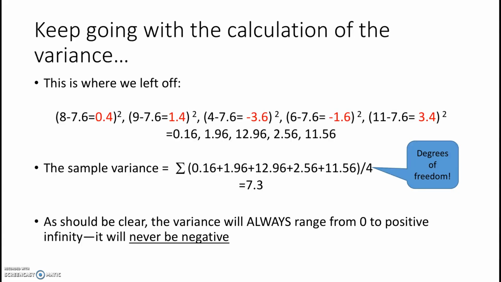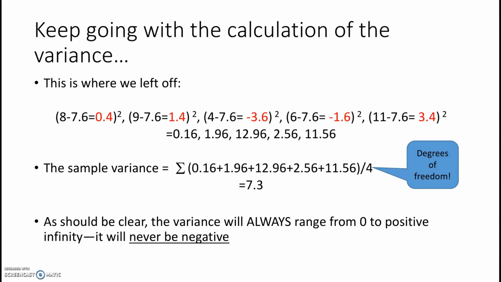So let's keep going with the calculation of variance. This is where we left off. We have all of our squared deviation scores, and we said we were going to sum them and divide by the number of degrees of freedom, so n minus 1. There were originally 5 students in our group, and so that's now 4. So the variance, the sample variance, is 7.3.